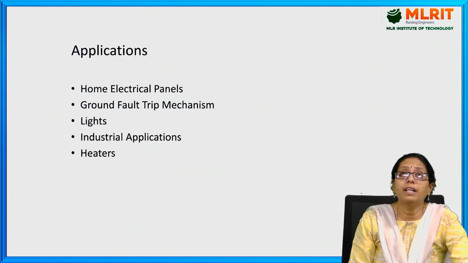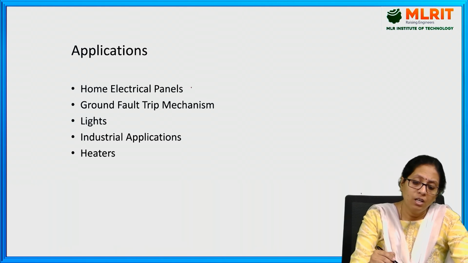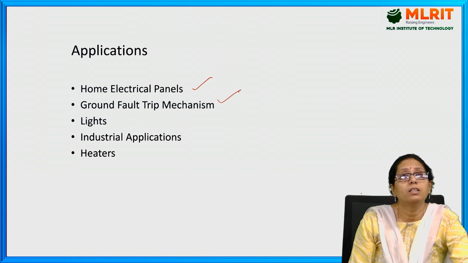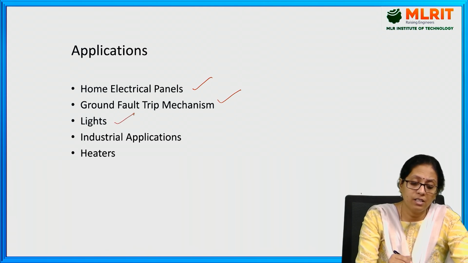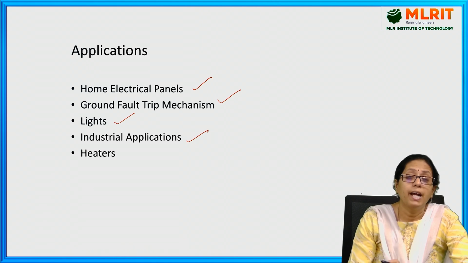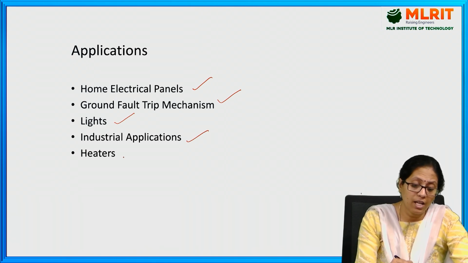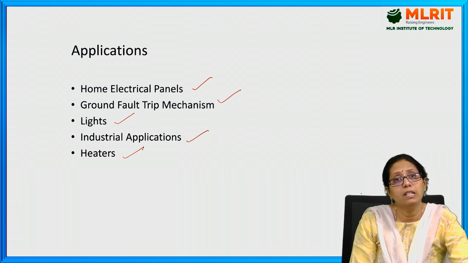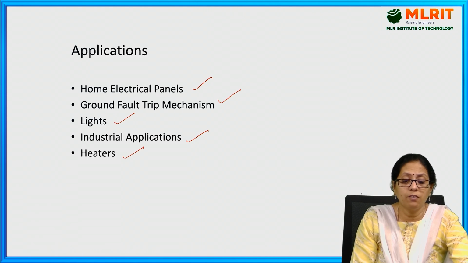These are the different applications, like home electrical panels and ground fault trip mechanisms, when connected to the different lighting systems, for different industrial applications as well as different types of heaters also. So these are the different applications.